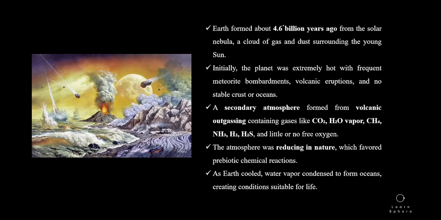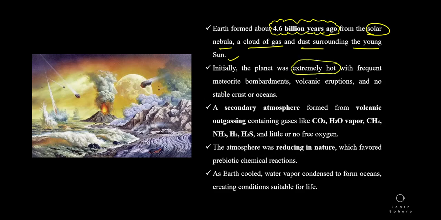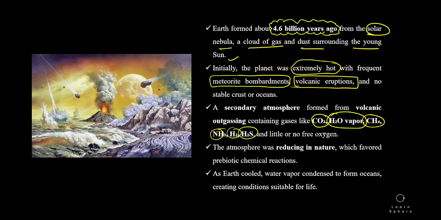As we know, Earth formed around 4.6 billion years ago from a solar nebula, which was a cloud of gas and dust surrounding the young sun. Initially, the planet Earth was extremely hot because of the frequent meteorite bombardments and volcanic eruptions. These bombardments and volcanic eruptions made the atmosphere fill with gases like CO2, water vapors, methane, ammonia, hydrogen gas, and H2S. And there was no free oxygen.